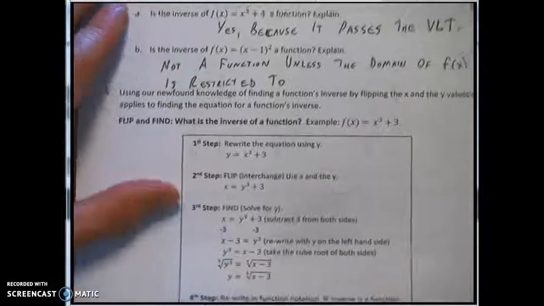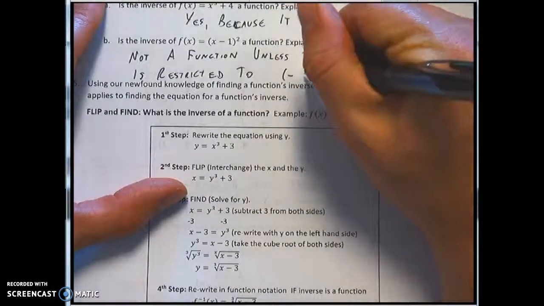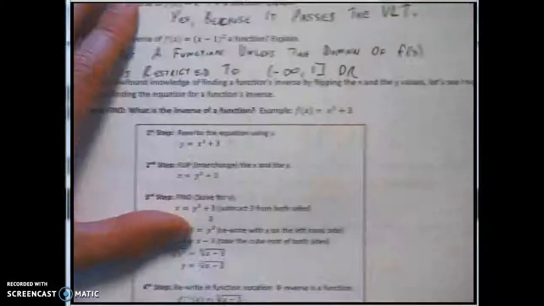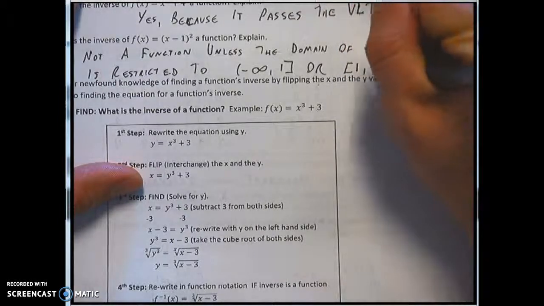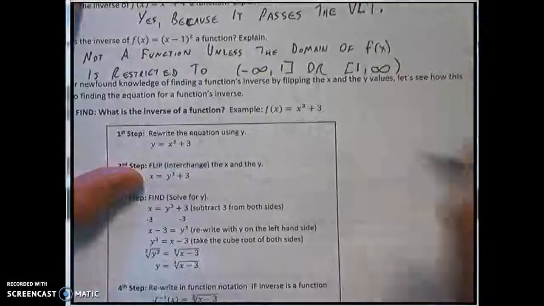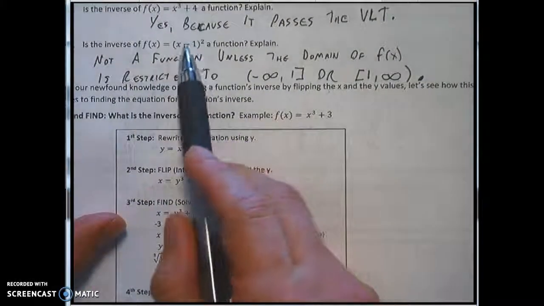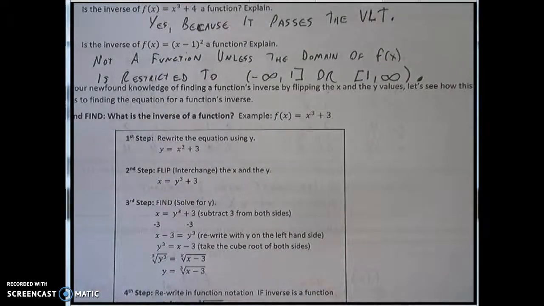So the question is, what's the domain restriction? Well, you can either restrict it from negative infinity to 1, cut it in half that way, or you can cut it in half the other way by restricting it from 1 to positive infinity. So that's the only way to turn the inverse of this into a function, is by restricting the domain.